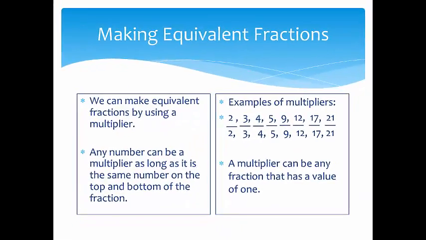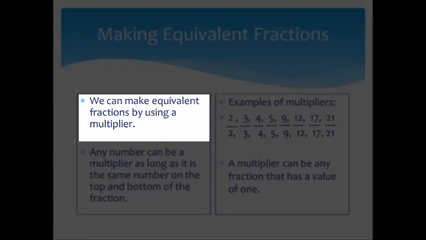Well, how can we make equivalent fractions? Quite simply, we can make equivalent fractions by using something called a multiplier or something called a divisor. It's important that you remember that a multiplier and a divisor do the same thing. They create equivalent fractions. That's it.